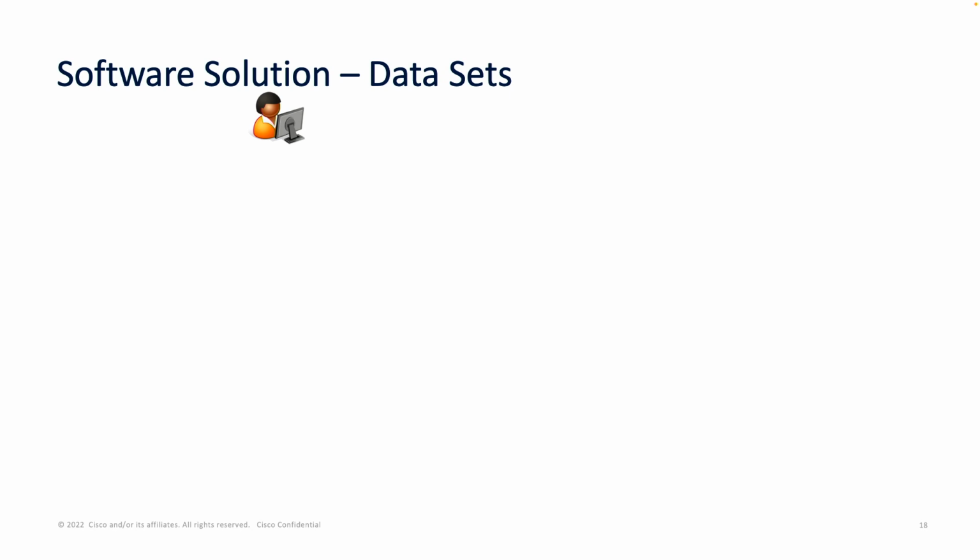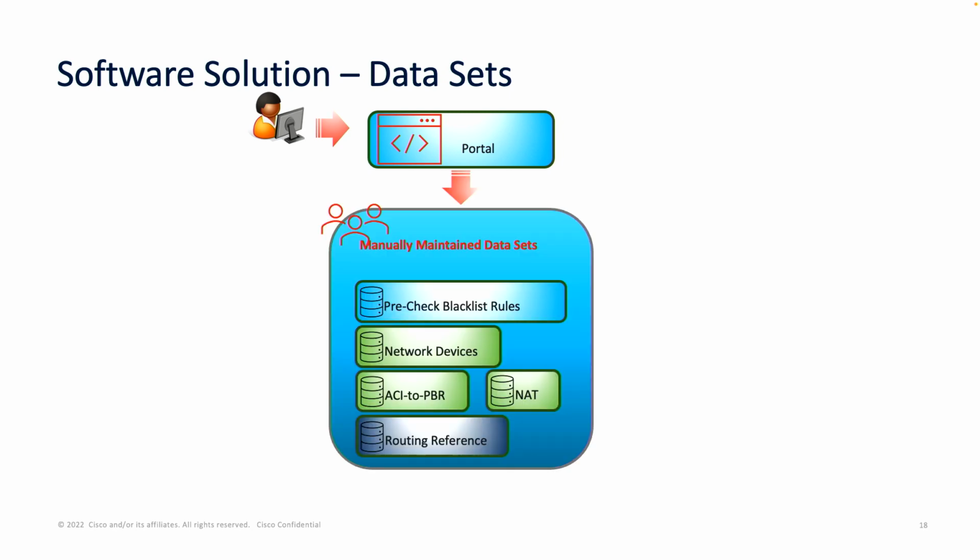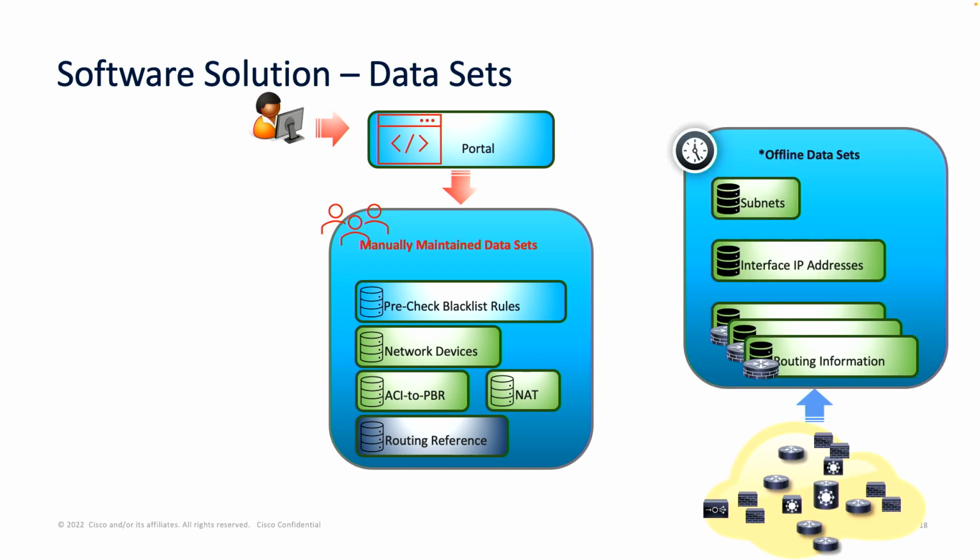Now let's take a look at the data sets. Here, an admin user logs into the portal that I just talked about on the platform, interacts with my system, and applies some mapping data, NAT table, ACI to PBR redirection table, and so on. On the parallel side, I will have my automated scripts connecting to the network, collecting all this data that I just talked about, and storing it inside my offline datasets. So these are the datasets that need to be ready for my solution.